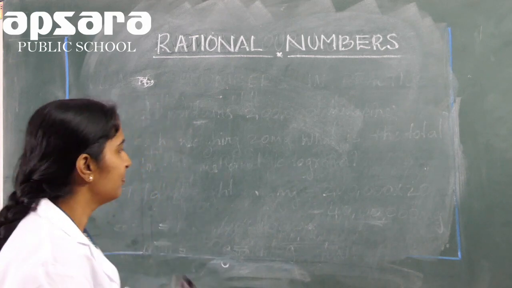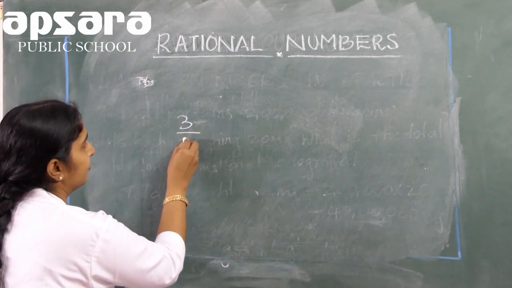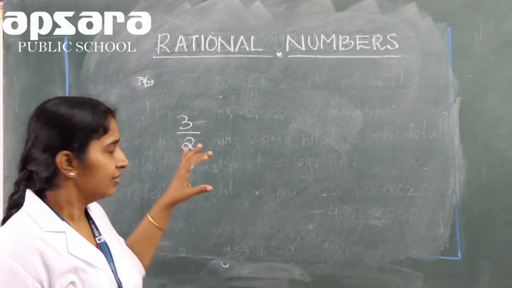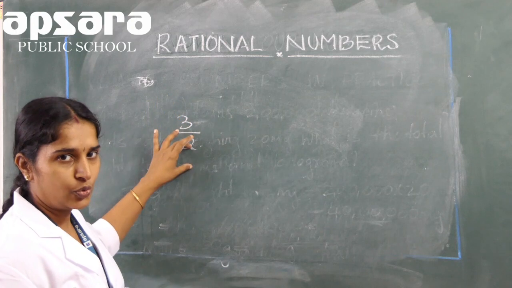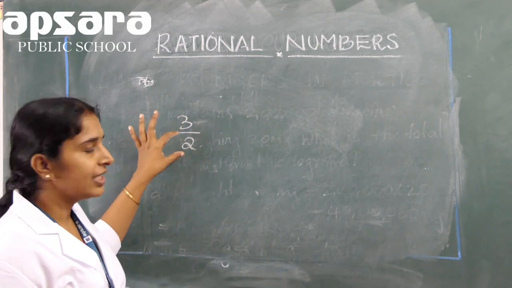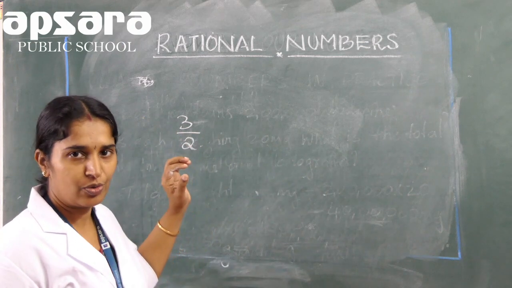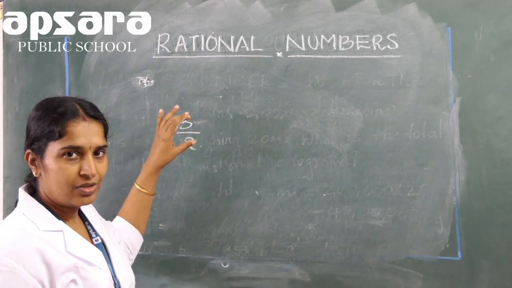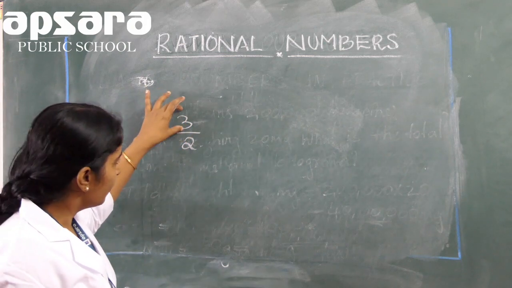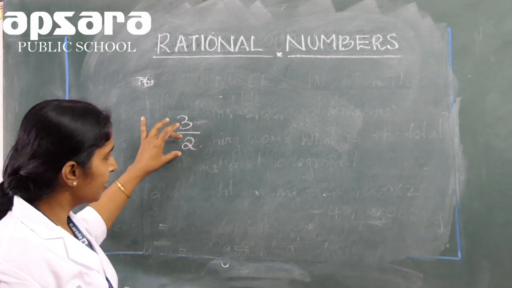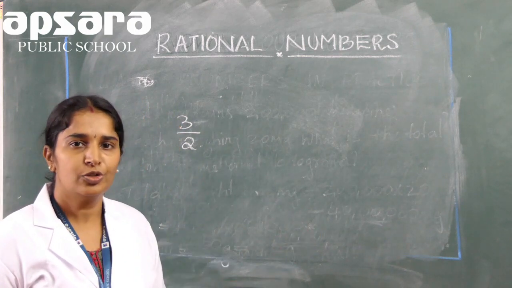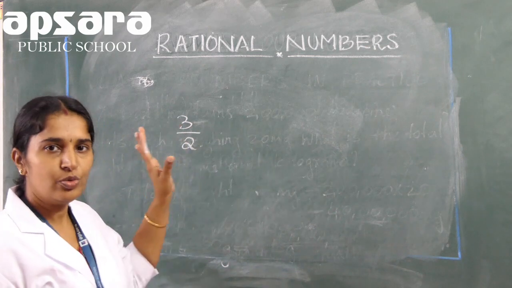For example, 3 by 2. 3 by 2 is a rational number. It is in the form p by q. There is a numerator, there is a denominator, and the denominator is not equal to 0. So it's a rational number. A rational number will be in the form p by q, where the numerator will be an integer, the denominator will be an integer, and the denominator should not be equal to 0. So 3 by 2 is a rational number.